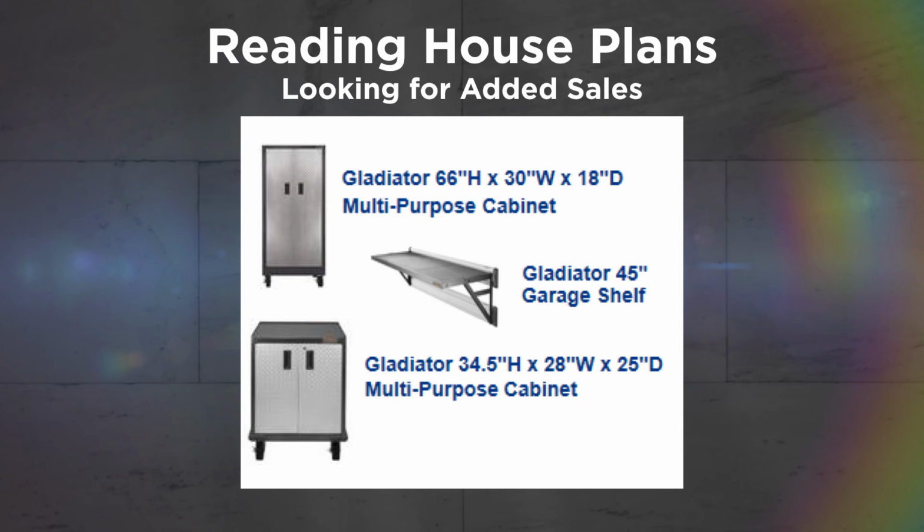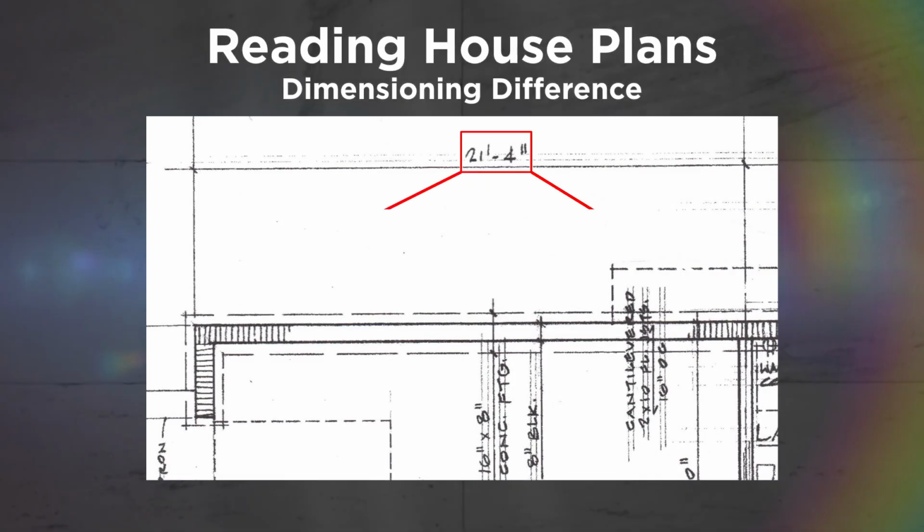Imagine your client would like to add some storage units. They've asked you for a price on some of the Gladiator metal cabinetry and shelving. The dimension on the floor plan is 21 feet 4 inches. However, on close inspection, we realize this is an outside of the house to the center of the bathroom wall dimension, not inside space available for the Gladiator units.